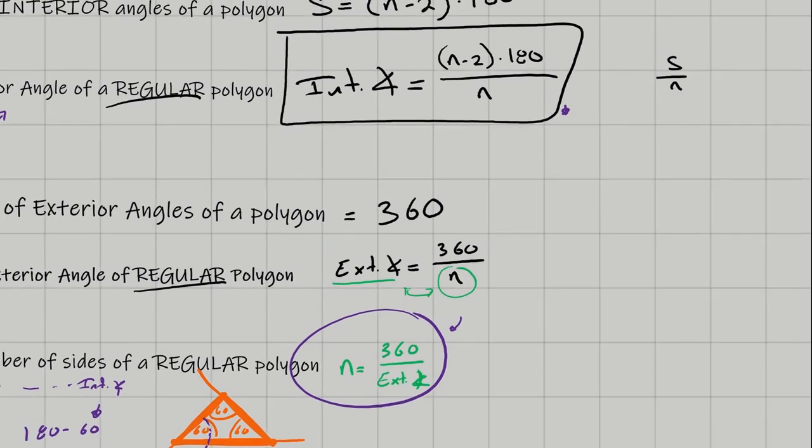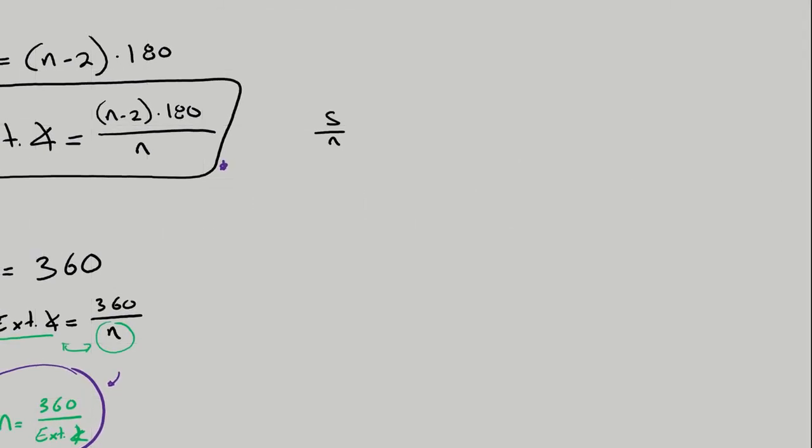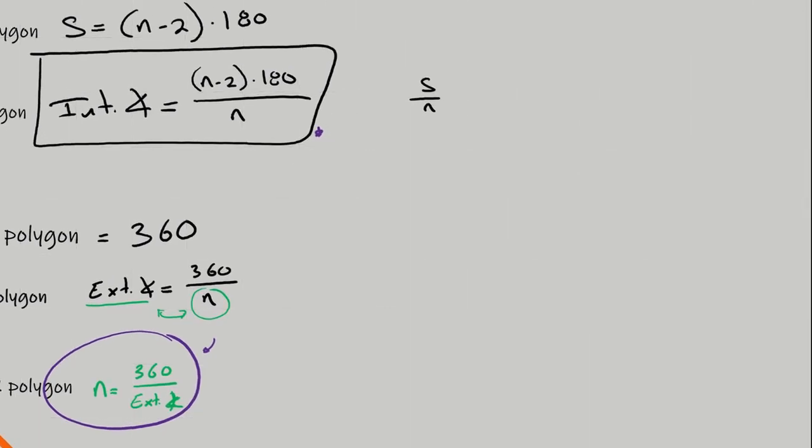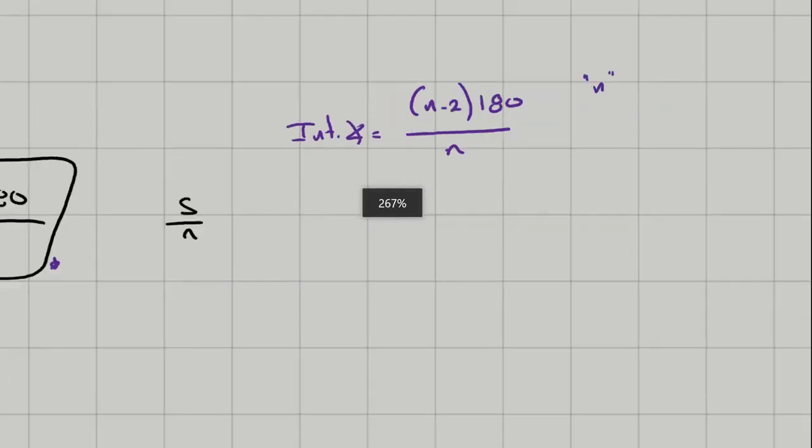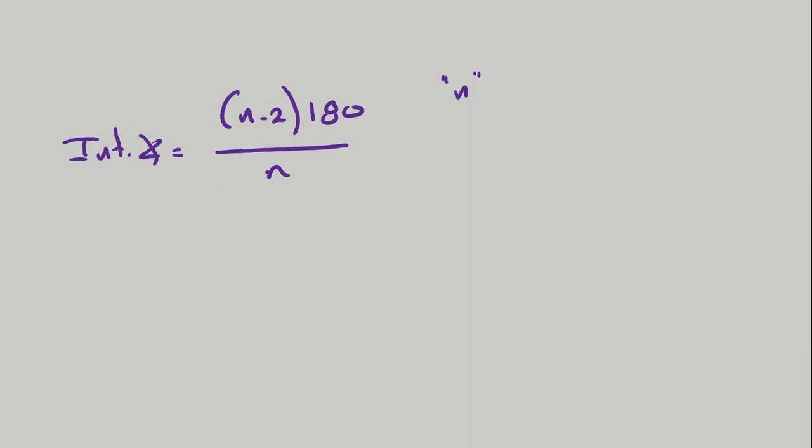So for our purposes, I'm going to scoot over a little bit. We start with our interior angle, which is equal to N minus 2 times 180 over N. In this case, we're looking for N, so we're going to manipulate this equation and see how we can solve for N. The first thing you notice is we have N in both the numerator and the denominator. So we start there.